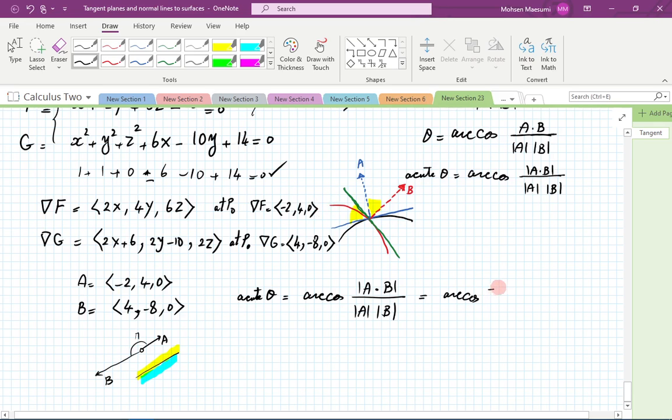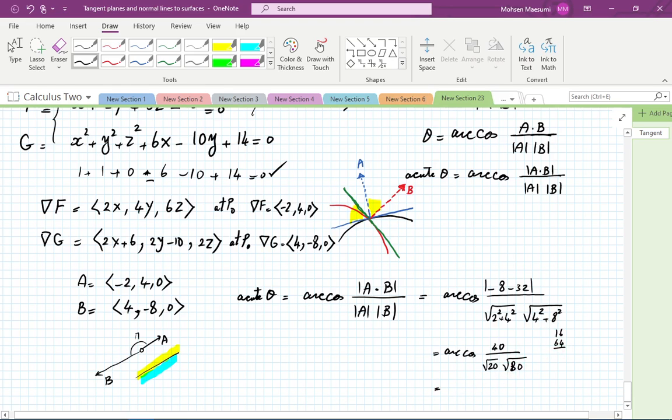So I have minus 8, minus 32 over, so I have to force this thing positive, 2 squared plus 4 squared, and 4 squared plus 8 squared, so that's going to be arc cosine of 40 over, this is square root of 20, this one is square root of, what's that, 16 and 64, so this is going to be 80.